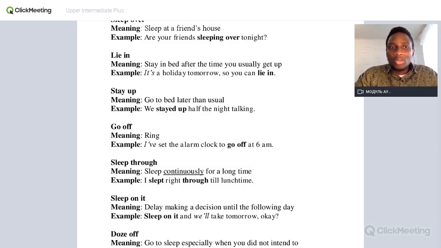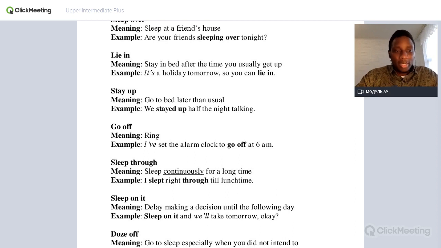Just like I said earlier, say, for example, you don't work during the weekends, and usually you wake up at 6 a.m. in the morning, and then you decide that today is your weekend or your off day, and then you just sleep right through. You sleep for 2 hours, 3 hours, or 4 hours more, and you wake up at a time that is really comfortable for you. So we say I slept right through till lunchtime.